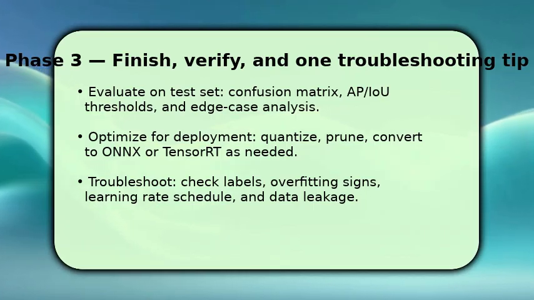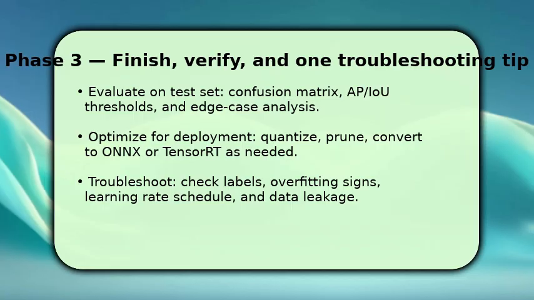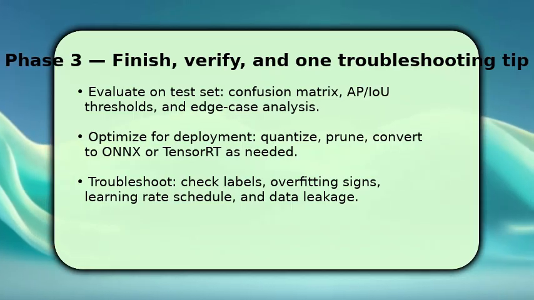If things go wrong, first check labels and for data leakage, then verify overfitting by comparing train versus val curves and adjust the learning rate schedule. These final steps get your project.